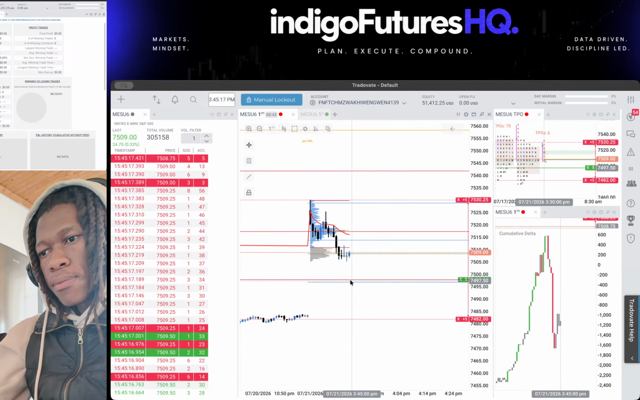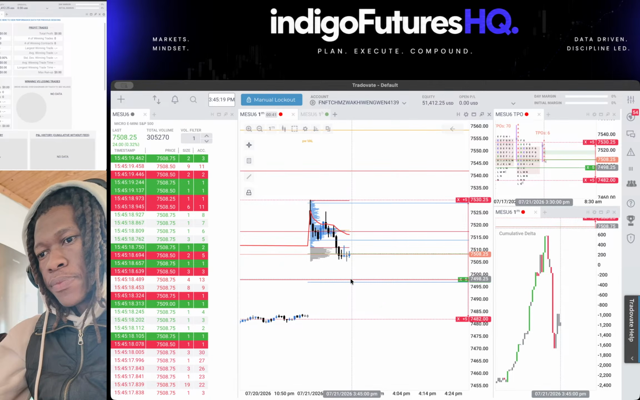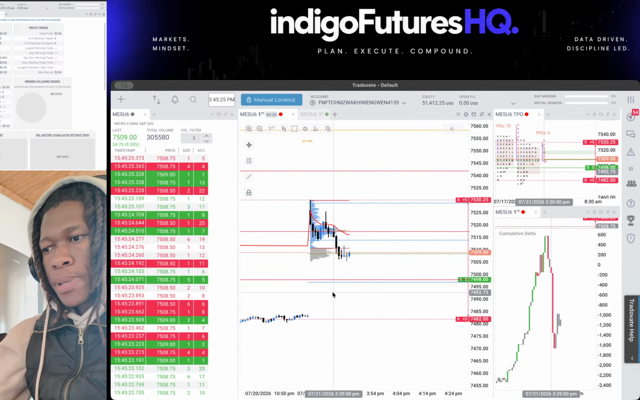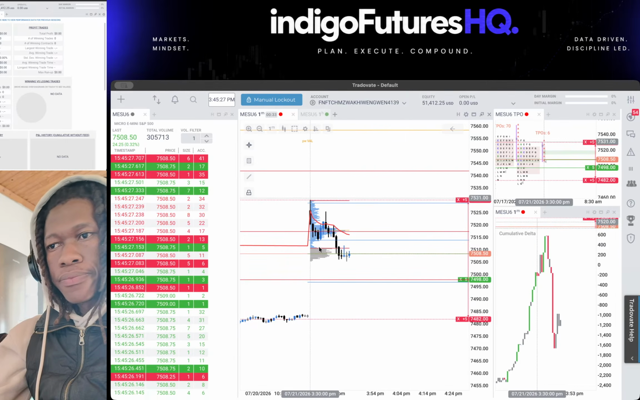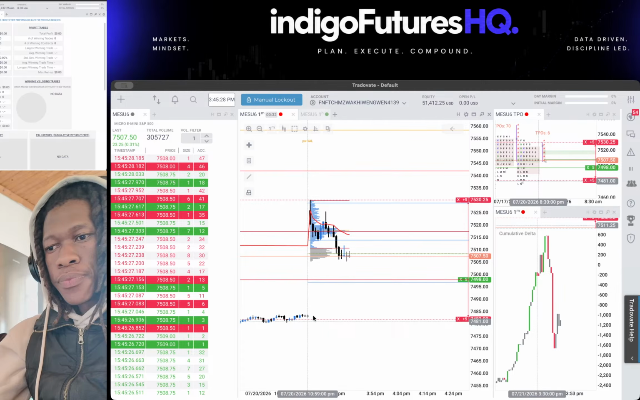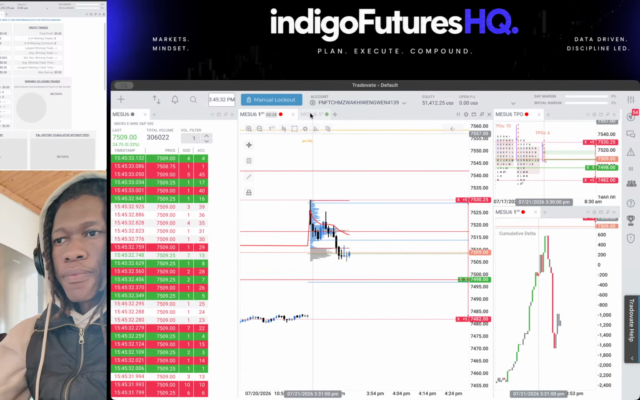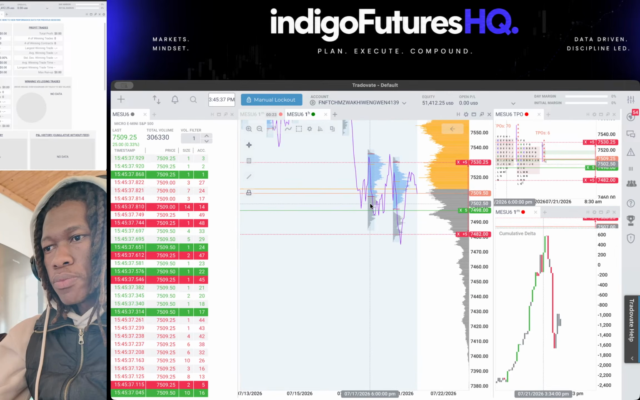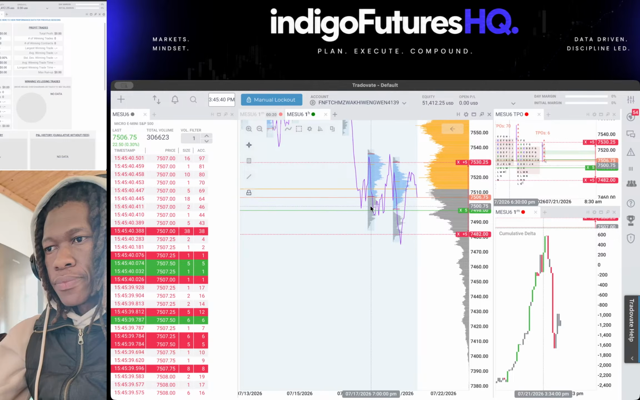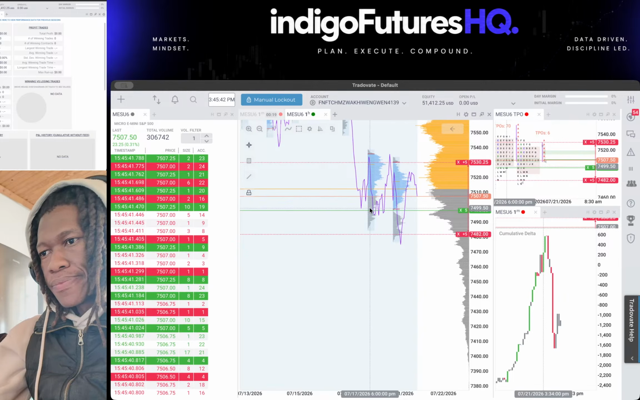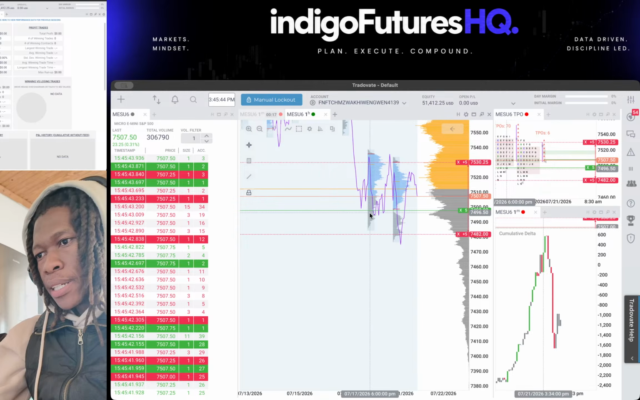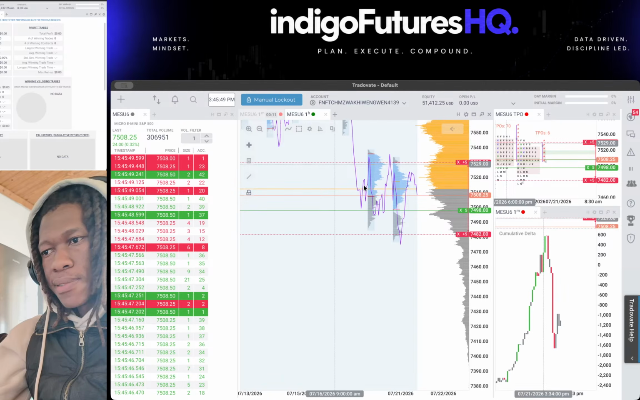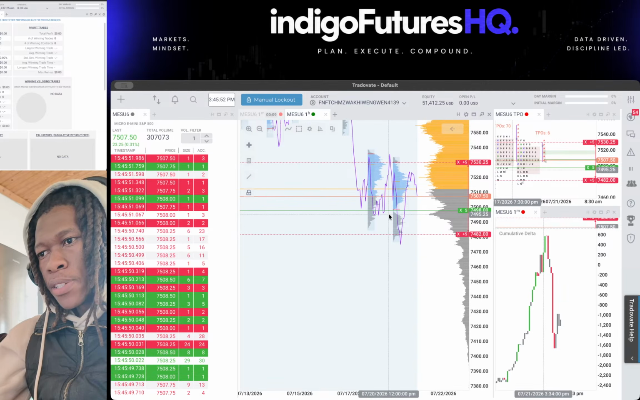This is a kind of a cleaner place to get an entry. It's going to be a little hairy though, because again, you know, it closes right there. But also, yeah, we would be getting in just above a volume node if we manage to get that entry. We're at 498, but our entry would be at 495.25.